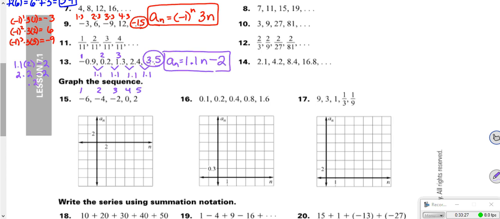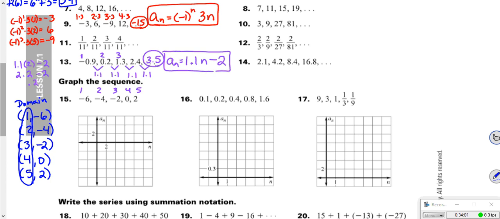So actually, let me change colors here. My ordered pairs are going to be (1, -6). The number 2 is where I got a -4. The number 3 is where I got a -2. The number 4 is where I got 0. The number 5 is where I got 2. So your domain will always be sequential numbers. Remember, your domain will always be sequential numbers, and unless they tell you otherwise, it should always start with 1.